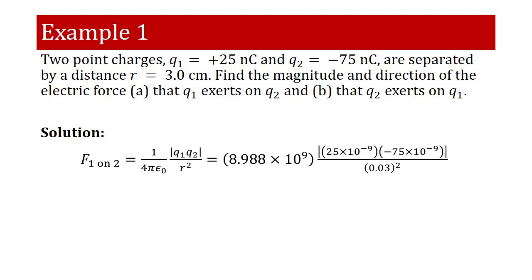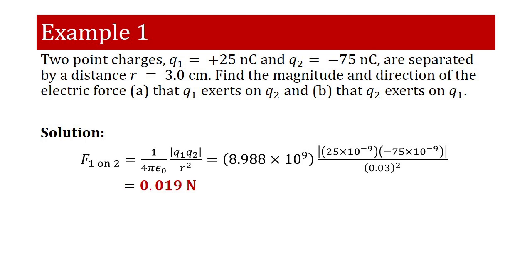divided by 0.03 squared. 0.03 because the 3 cm you have to convert into meters, because cm is not the standard unit. Meters is the standard unit. So you have to convert it to meters. So 3 cm becomes 0.03 meters. Then you square it, you calculate it, and you will get 0.019 newtons.